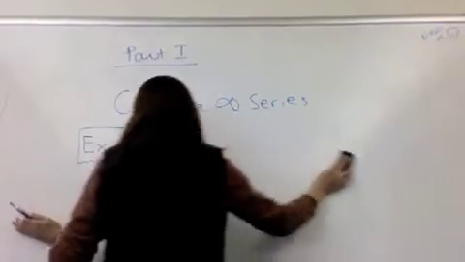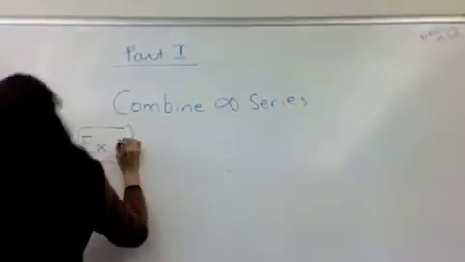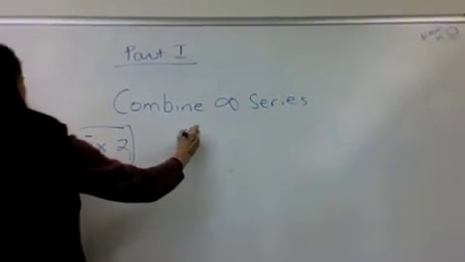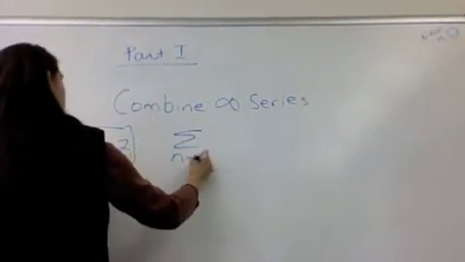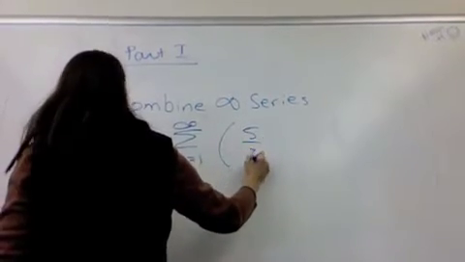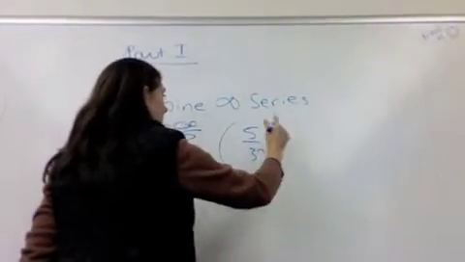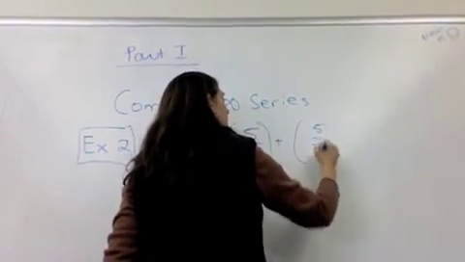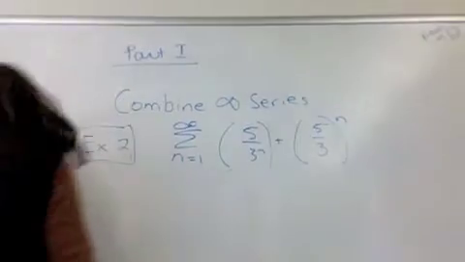Too late. Sorry. And that's just rule number 1, right? So when you add 2 convergent series, you get a convergent series. Yes. Let's do this: the sum from n equals 1 to infinity of 5 over 3 to the n plus... Let's do that one.